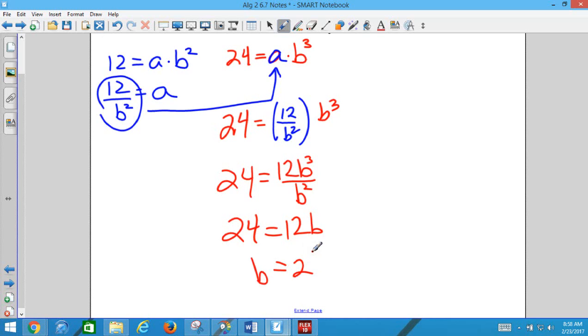Why don't you multiply b squared by b? Because this is over 1, and we multiply straight across. All right, I know b is 2.